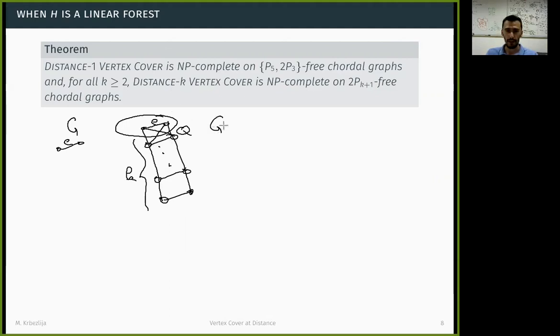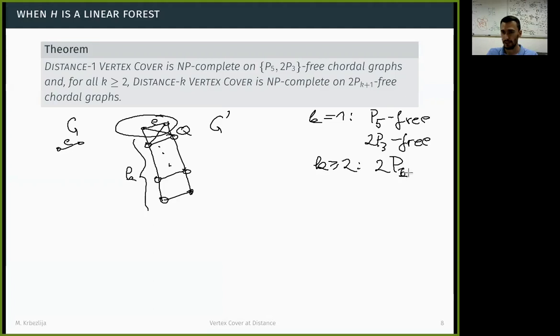If we denote by G prime the newly obtained graph, then for k equals 1, we can check that G prime is P5-free, as well as 2P3-free. And for k greater than or equal to 2, we can see that G prime is 2P(k+1)-free. Also, in every case, that is for every k greater than or equal to 1, the obtained graph G prime is also chordal.